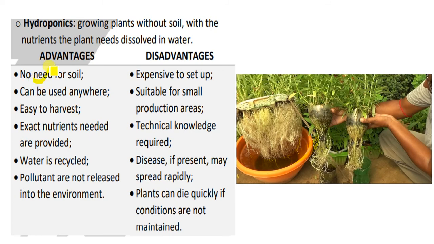The advantage is that there is no need for soil and it can be used anywhere. It's easy to harvest. Exact nutrients needed are provided. Water is usually recycled in this process, and pollutants are not released into the environment. However, the disadvantage is that it's expensive to set up and it's usually suitable for small production areas. Technical knowledge is required in this process, and disease, if present, may spread rapidly. Plants can die quickly if conditions are not maintained.